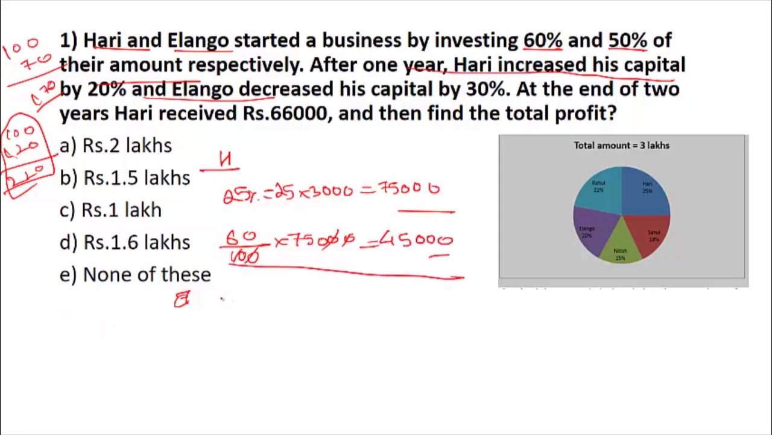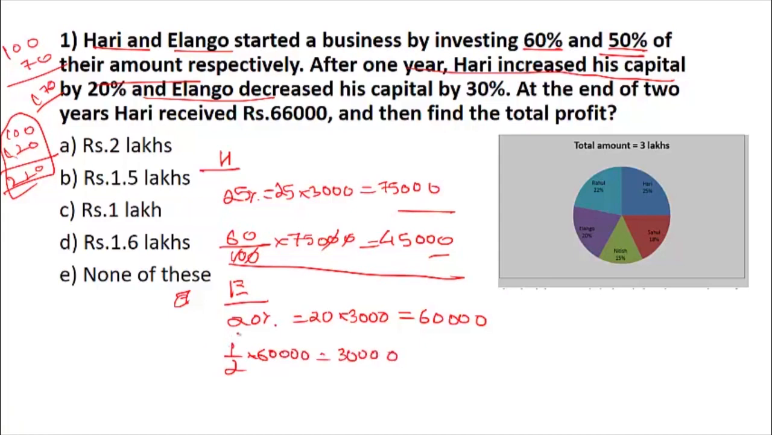So let us do the same thing for Ilango also. Let us see how much money he has invested first. That is 20%. So 20% of 3,00,000 would be how much? 60,000. Okay, so how much money has he invested? 50% of his amount. So 50% of this amount would be half of 60,000. So half of 60,000 is 30,000. Okay, so these two values are important.